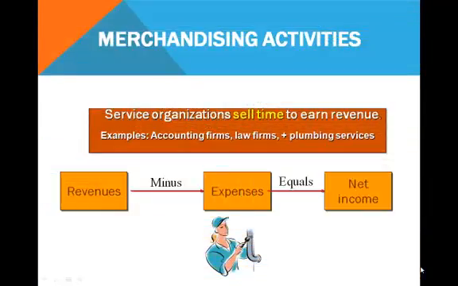So far, we've been using examples that mainly consist of service companies like accounting firms, law firms, plumbing companies, etc. These companies all sell different services, but they have one thing in common. They don't sell inventory. This makes their income statements rather simple. The income statement of a service organization typically consists of revenues minus expenses to arrive at net income.